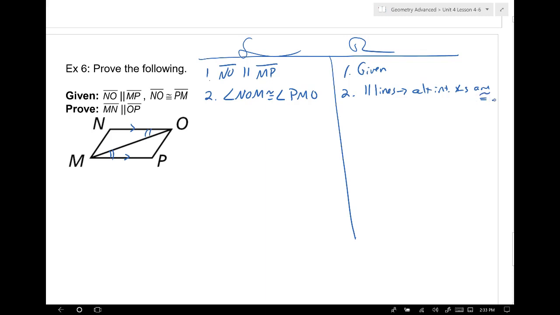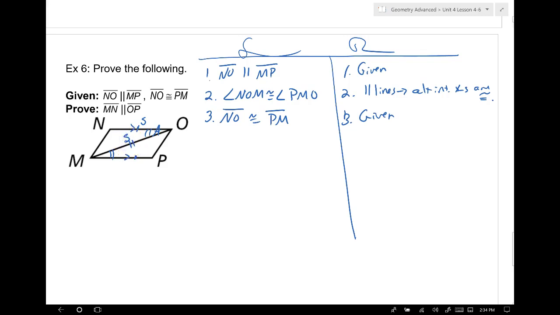All right, so I have that down. Then I can go back to my given, and I have segment NO is congruent to segment PM. That's given. That gives me a pair of sides and a pair of angles. What do I need? A side or another pair of angles. At least one more thing, right? We're two out of the three. Looking at the diagram, what's the one thing I can get no matter what? Reflexive property. So I can get the side.